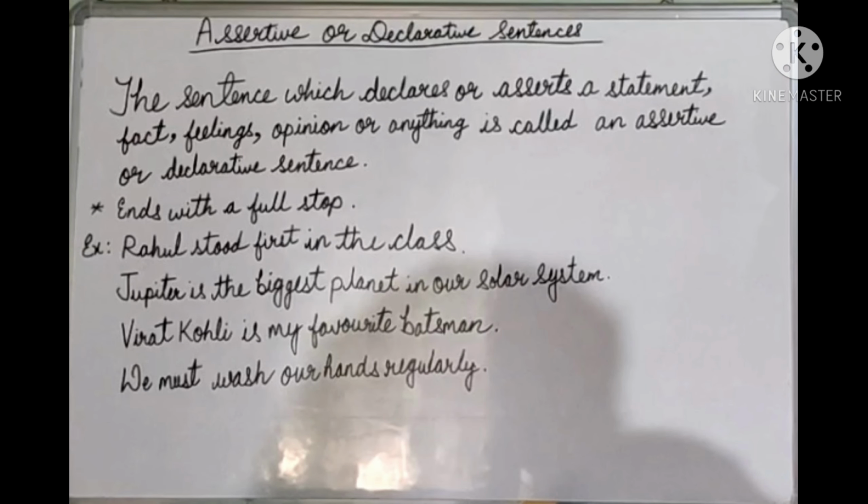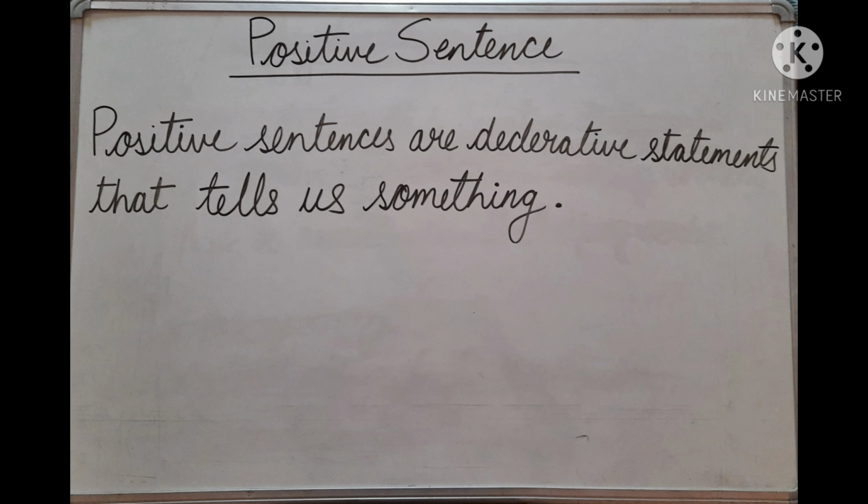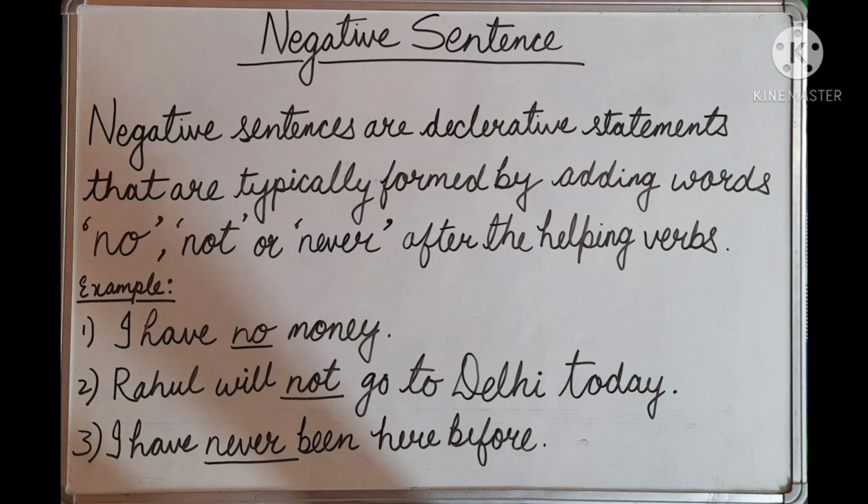Children, all these sentences are positive sentences. Positive sentences are declarative statements that tell us something. Now we will learn about another kind of declarative sentence, that is the negative sentence. Negative sentences are declarative statements that are typically formed by adding the words no, not, or never after the helping verbs. For example, I have no money. Rahul will not go to Delhi today. I have never been here before.